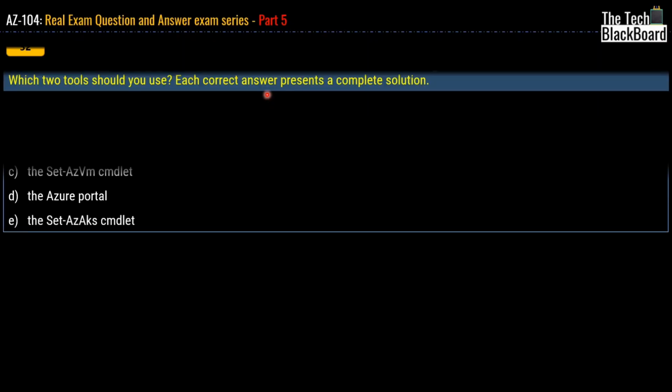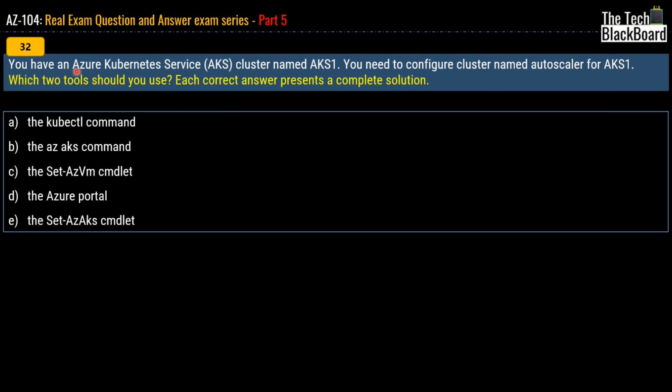Moving ahead, we have question number 32. The question says that you have an Azure Kubernetes Service AKS cluster named AKS1. You need to configure cluster autoscaler for AKS1. Which two tools should you use? Each correct answer presents a complete solution.